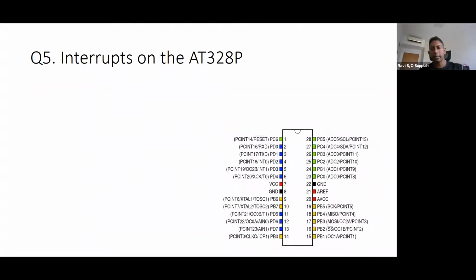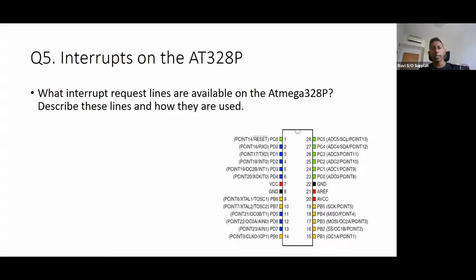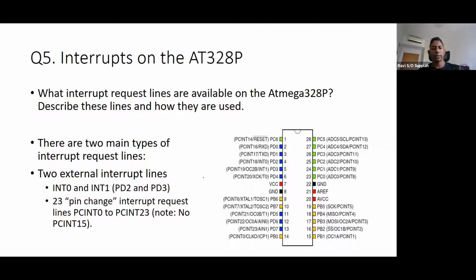So that is a general idea of interrupts. Now, in the studio, we saw firsthand the interrupts on the ATmega328. What are the interrupt request lines that are available? There are two types of interrupt request lines. One is interrupt 0 and interrupt 1, which we saw in our studio: port D pin 2 and port D pin 3.